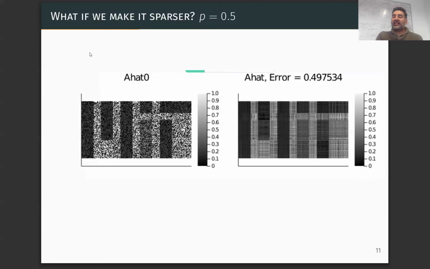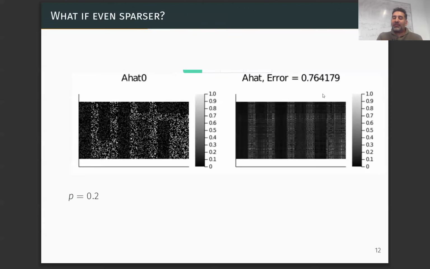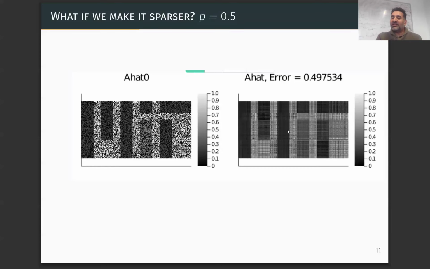So what happens if we make this even sparser? If we repeat that same process with P equal to 0.5, so about half the entries are revealed, in step one it's again not very good. It has an error of about 0.5. But if I keep repeating it, eventually it stagnates at this point. It's not great, but it keeps getting better. In step one you notice there's some error, but most of the information of the MIT logo is there, even if it's noisy.